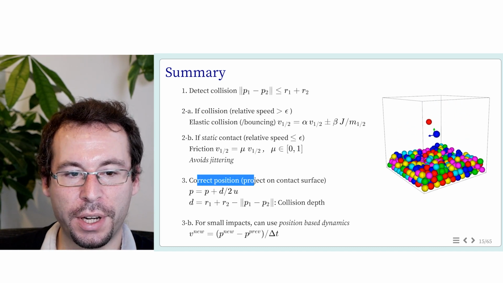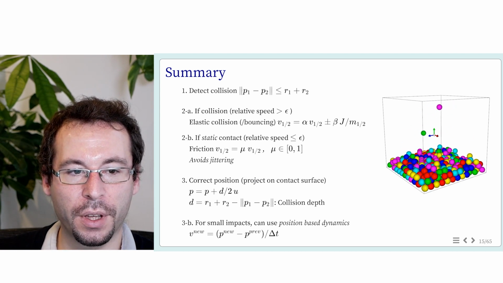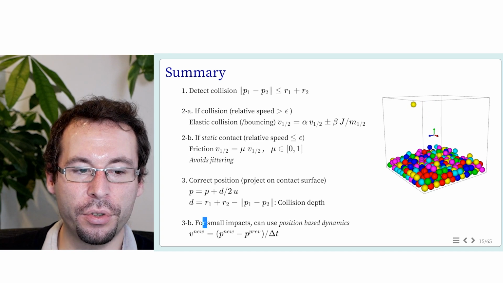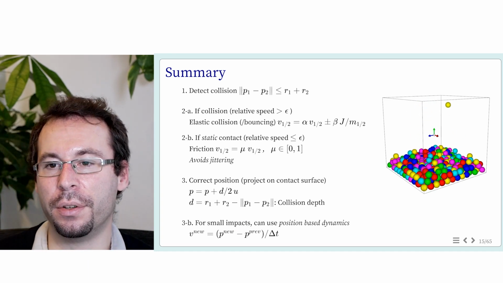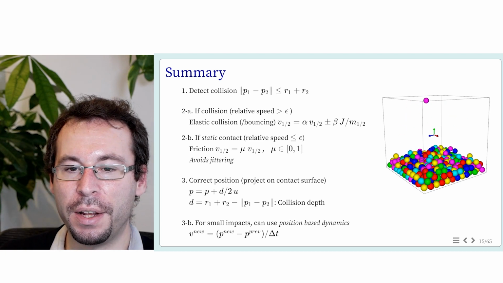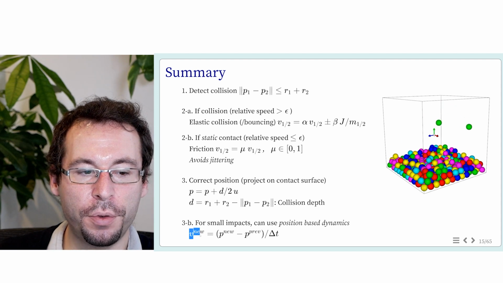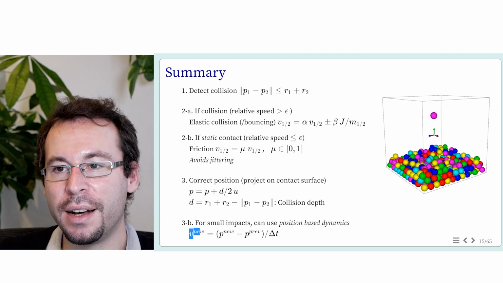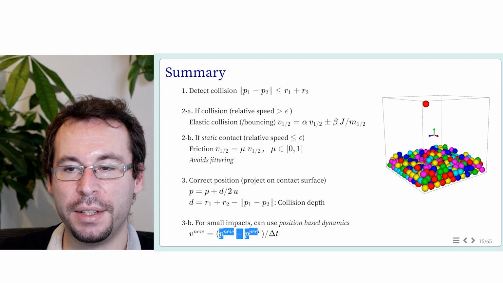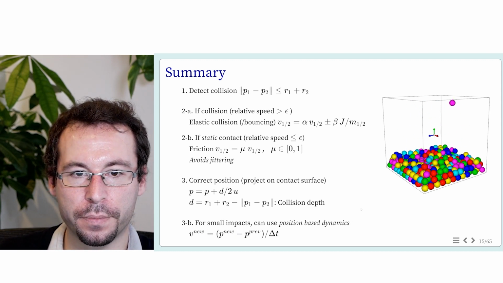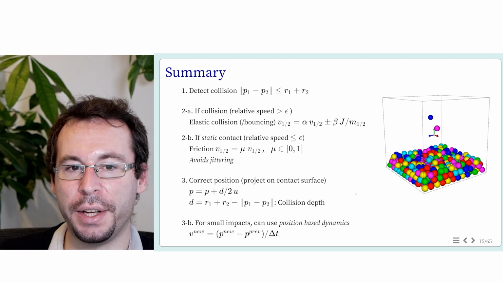Then you can of course correct the position, and instead of taking the integrated new speed, if you've got a very small impact, if the relative speed between the two spheres is small, then we can also use something called position-based dynamics, where we compute the new speed not as the integral of the previous speed, but just saying that it's the new position minus the previous one divided by delta t. And it also helps to reduce possible oscillations.